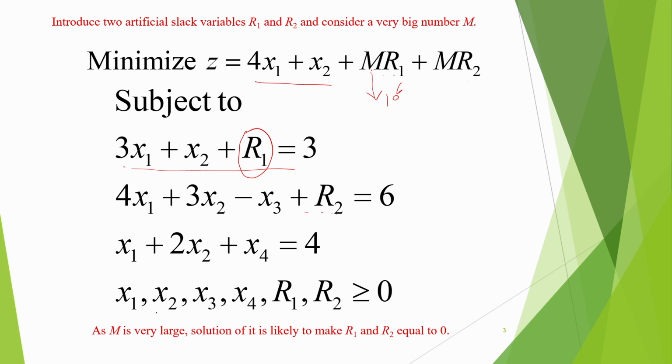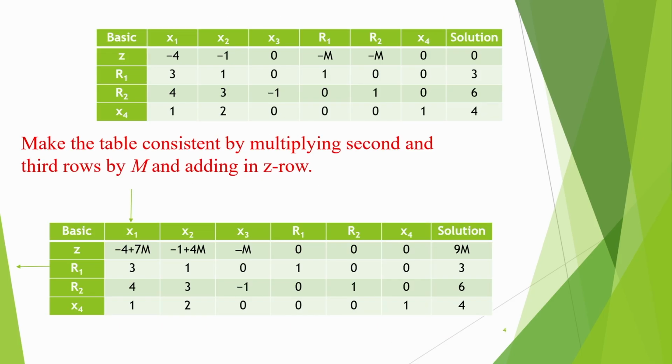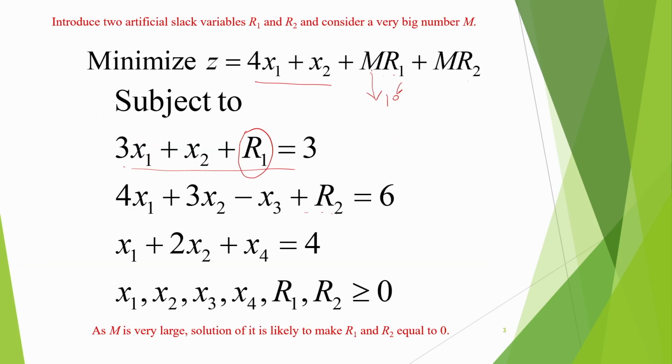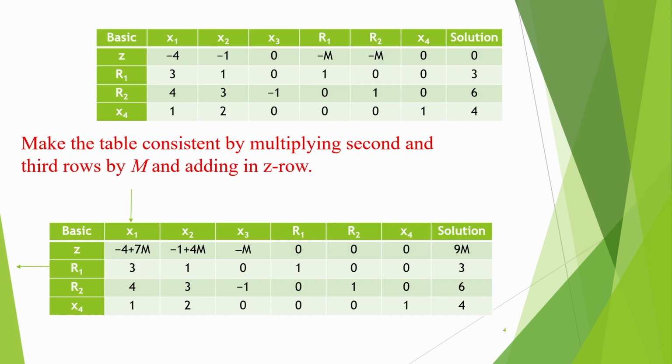Now the condition is that x1, x2, x3, x4 and even the artificial variables should be greater than or equal to 0. As M is very large, the solution is likely to make R1 and R2 equal to 0. That is the thing. So let us make that now. We have got 3 slack variables, and for 3 equations we need only 3 basic variables. So let us make that table.